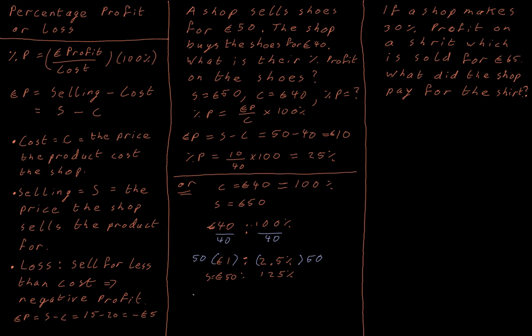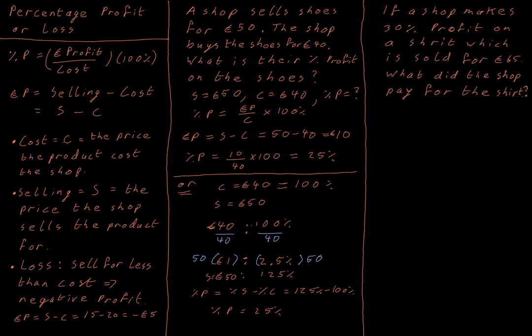Well, what does that tell me? Well, I know that my profit, my selling minus my cost, would be 125% minus 100%. So my percentage profit would be 25%. Either method will get you full marks in your exam, and this links in quite well to our unitary method.